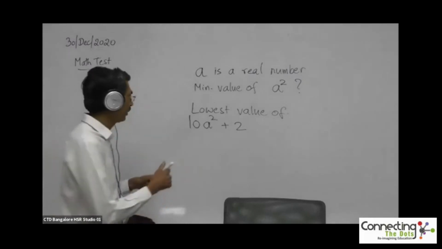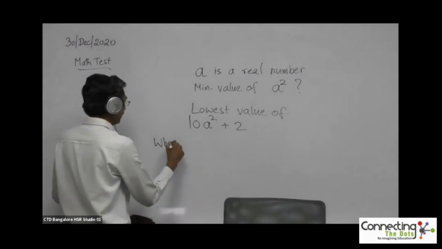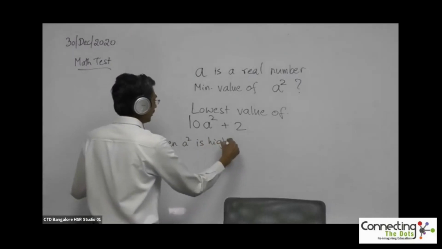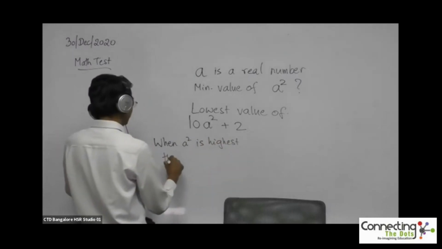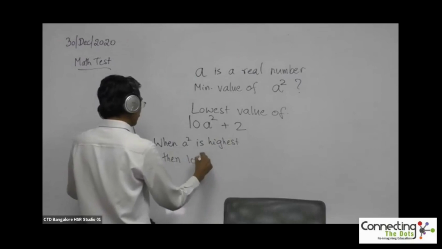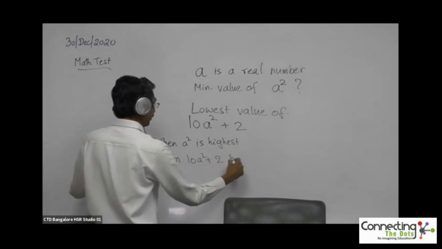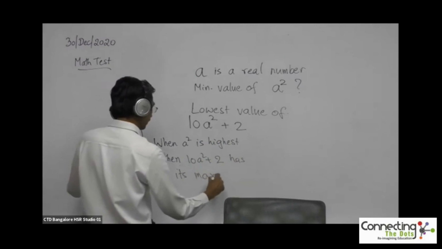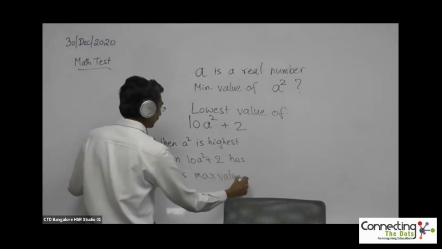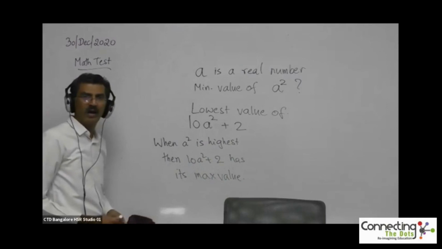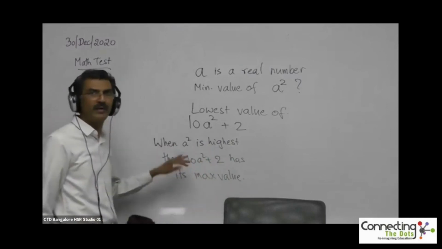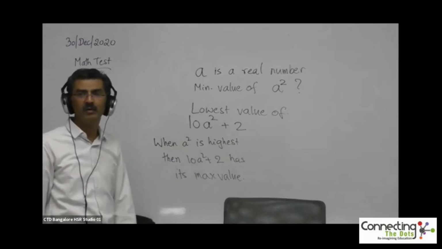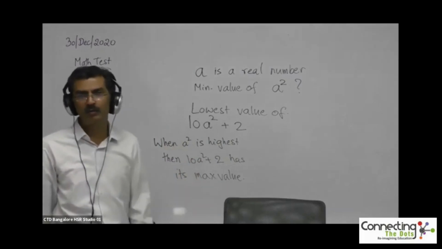Right? So that is what I was saying. When a square is highest, then 10a square plus 2 has its max value. Do you agree with that? Yes. And the opposite is true as well. When a square reaches its lowest value, whatever that might be, then 10a square plus 2 has the lowest value.